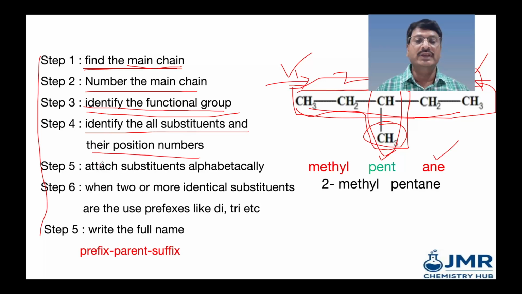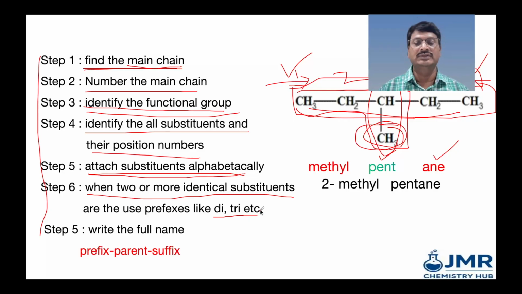If more than one substituent is there, you have to write them in alphabetical order. This compound contains only one. For example, if it contains methyl and ethyl, you have to write ethyl first, followed by methyl. You have to write all the substituents in alphabetical order. If more than one identical substituent is there, you have to use di, tri, tetra. If 2 methyl groups are there, you write dimethyl. If 3 methyl groups are there, you write trimethyl, like that. Later we will discuss this in the examples.